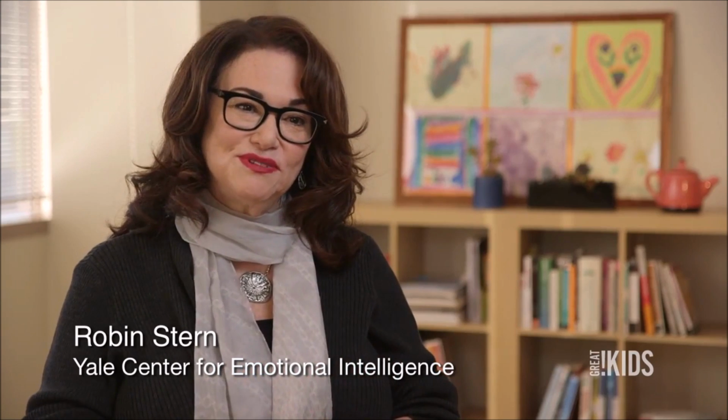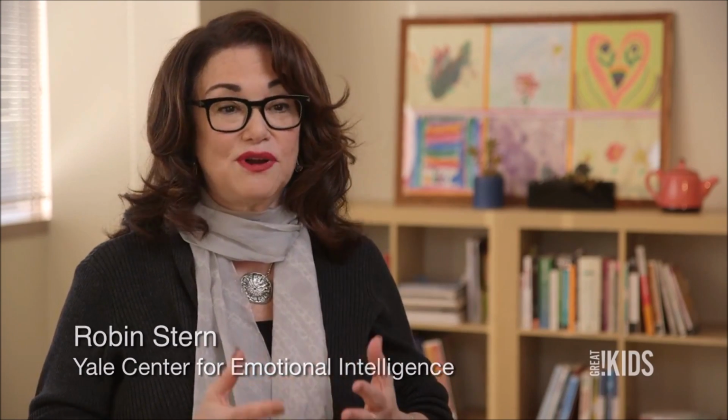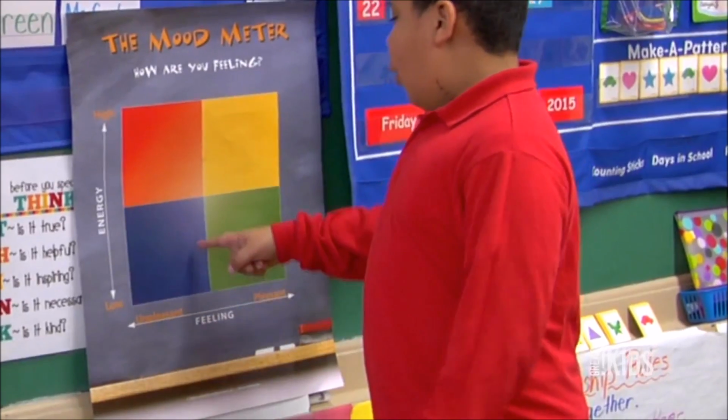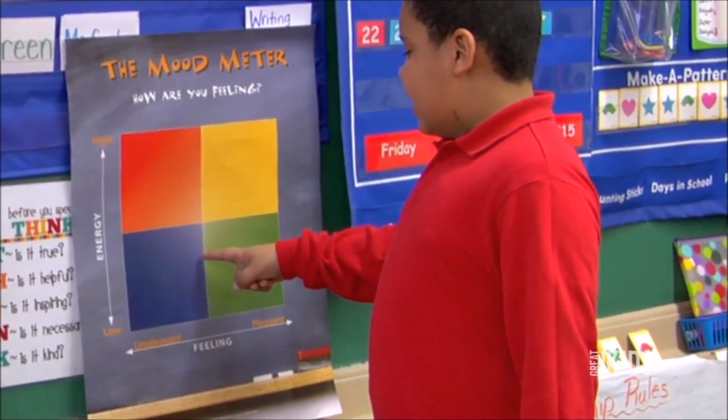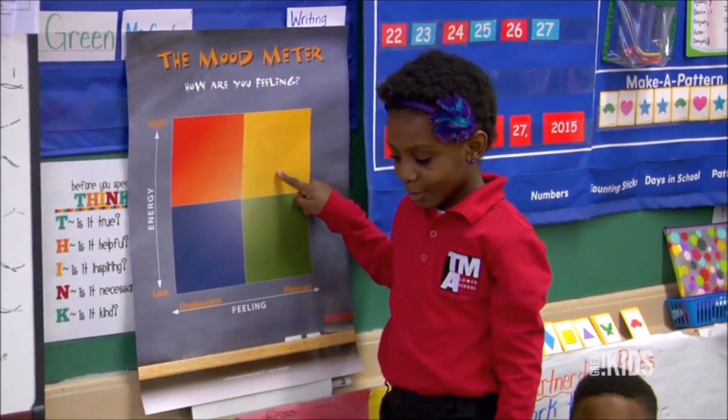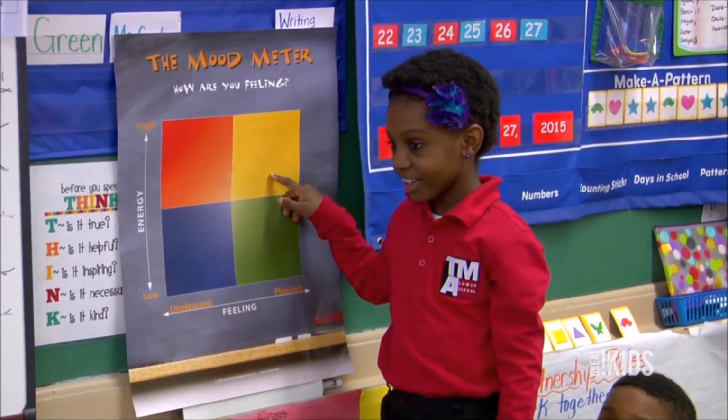The mood meter is our tool for building self-awareness and awareness of other people's feelings. Along two axes, one pleasantness, one energy, you are plotting your feelings. You're able to take a look and say, okay, I feel very intensely pleasant. I'm really feeling pleasant now, and I have a lot of energy about it. And then you would locate yourself, for example, in the yellow quadrant.